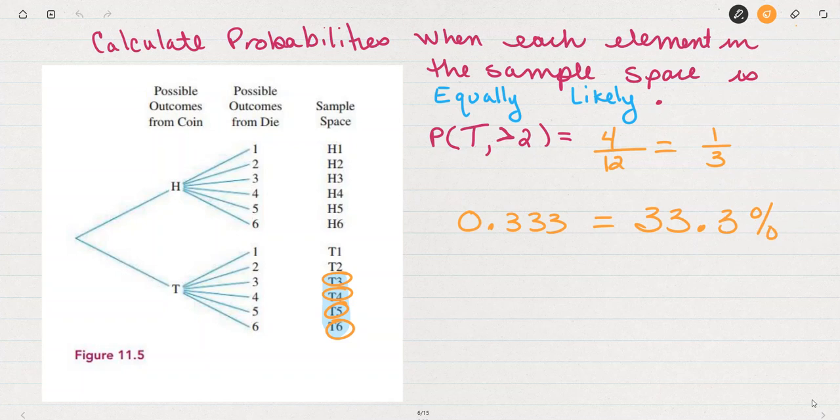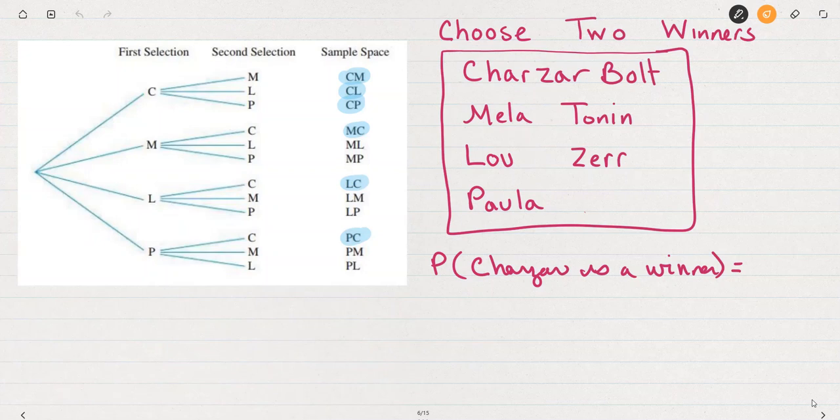Let's try another example. An example where we're going to choose 2 winners. We have 4 contestants, Charizard, Mela, Lou, and Paula. And of these 4 possible winners, we're going to choose 2 winners. What's the probability that Charizard is one of the winners?